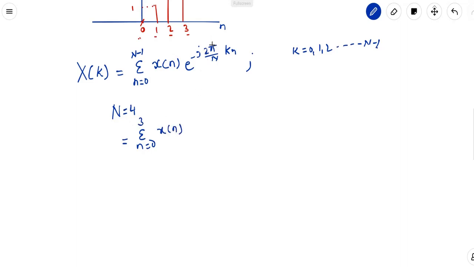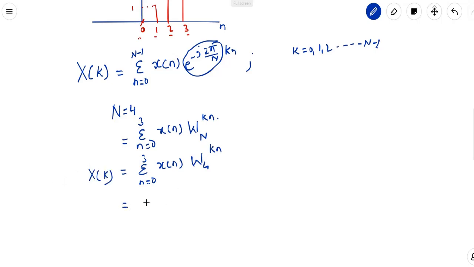Now this one I will replace with the twiddle factor, so this becomes omega N of kn. Next, I will substitute N is equal to 4 here also. So now summation n is equal to 0 to 3 of x of n omega 4 of kn. Now I'm going to expand this equation.